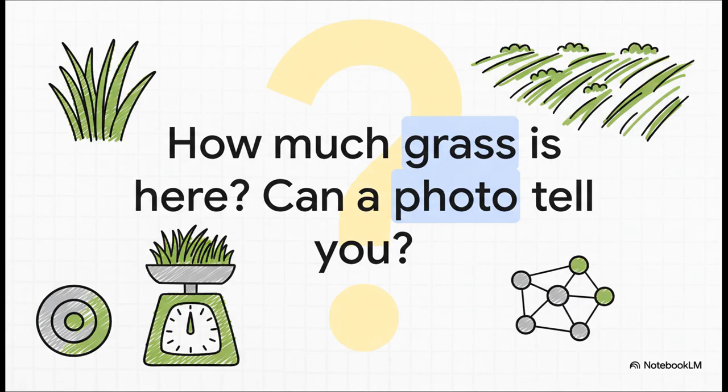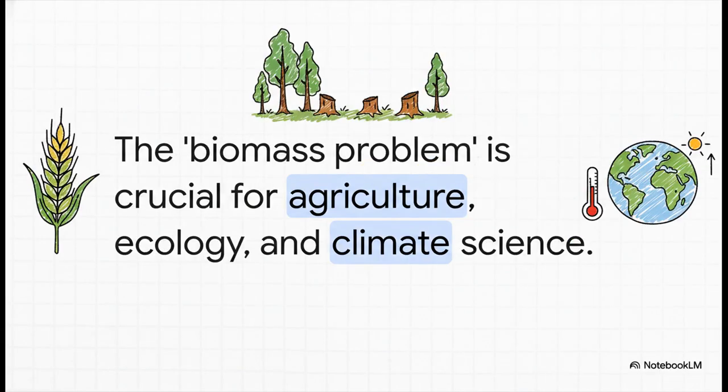I'm not talking about a guess. I mean the actual weight of it all, the biomass. Now, could you figure that out just by looking at this one photo? It's a lot trickier than you'd think. And believe it or not, this isn't just some random brain teaser. This is a real thing called the biomass problem.